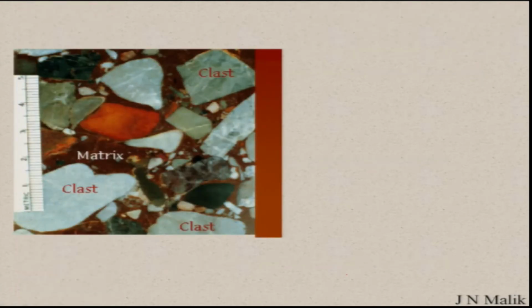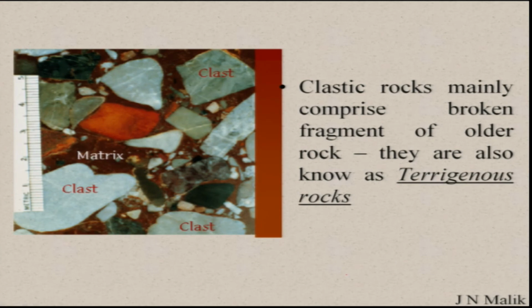Then, for example, this is what we call the terrigenous rocks. Clastic rocks mainly comprise broken fragments of older rocks. They are termed terrigenous rocks. So we have different clasts here, and then we have matrix and all that. But we have different classes of rocks here.